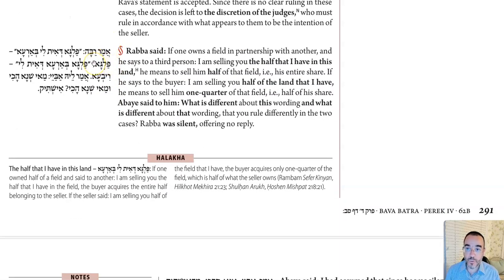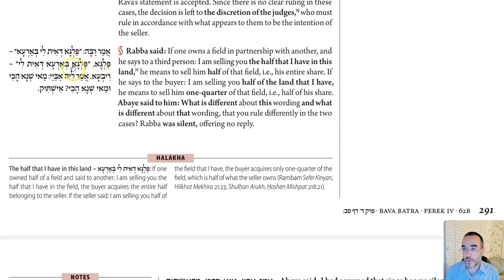Both of them are about ambiguous language that a person selling land says. Amar Rabbah, palga di'itli bar'a, palga bar'a di'itli riv'a. Let's say you have 2 people that own land together. They're partners. And one of the partners says to a third party that I'm going to sell you, and he uses the following language, palga, half of what I have in the land. In that case, the buyer gets half of all of the land, because he's saying half, the half that I have in the land, and he owns half of the land. So the entirety of that partner's ownership goes over to the third party.